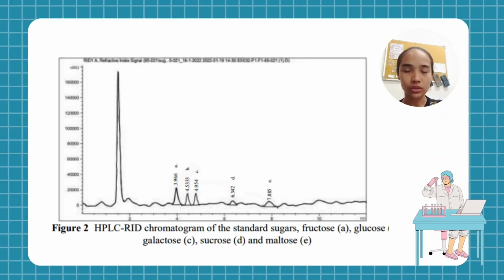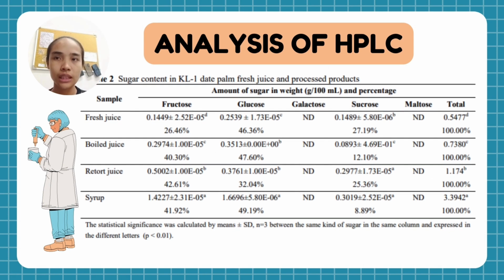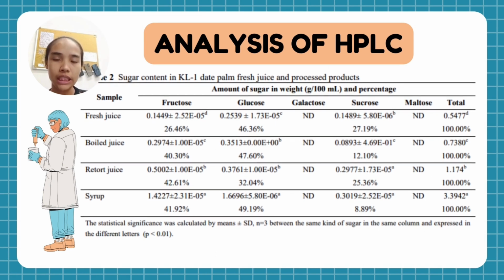This figure shows the HPLC chromatogram of standard sugars, which are fructose, glucose, galactose, sucrose, and maltose. And this table shows the sugar content in date palm fresh juice and processed product. In the table, all samples show a higher amount of glucose than fructose. Based on the studies, the samples were tested by more than hundreds of people in a different range of ages.